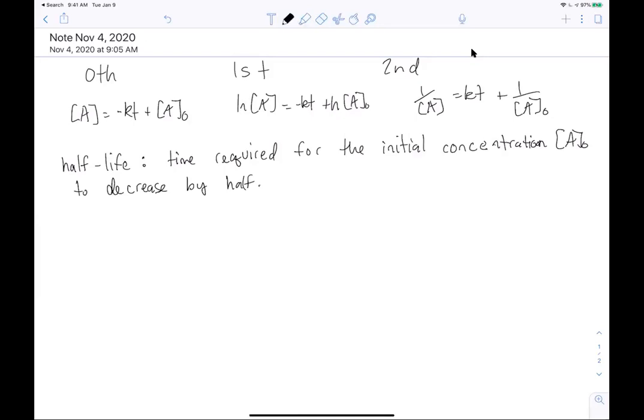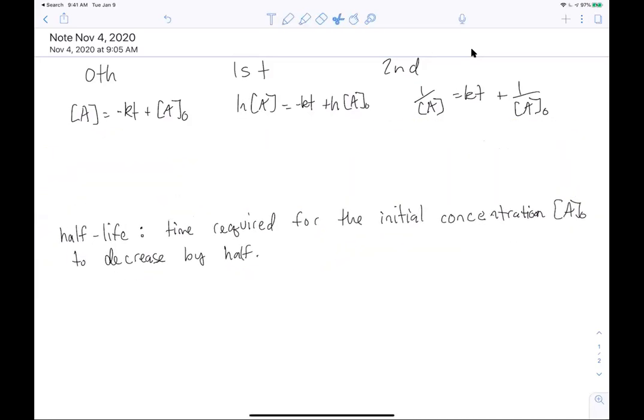To write out the equations for it, let me give you the equations first, and then I'll tell you how to solve for them, in case you're interested. Since this relates the initial concentration to whatever concentration you're looking at, you can write out T 1/2, the half-life. This is the time required for the initial concentration to go to half. For a 0th order reaction, it's equal to A sub 0 divided by 2 times K.